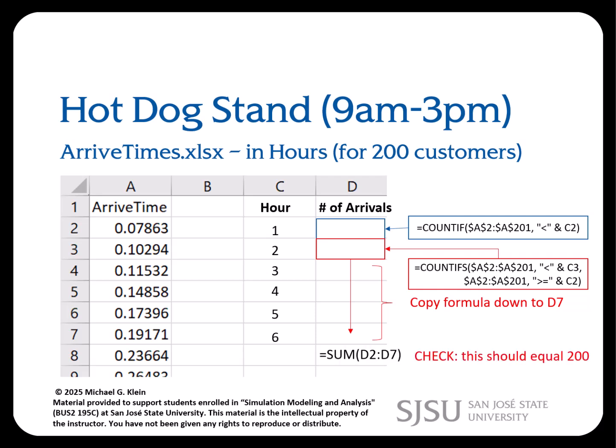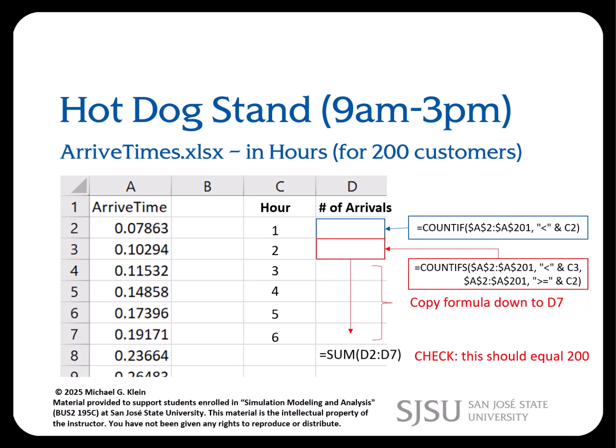Then we can use a sum formula to check to make sure that the total number of arrivals that we have for the 6 hours does represent the 200 different customers that we have in this data set. When we apply the formulas, we should get these numbers.